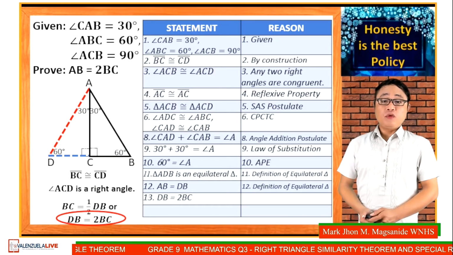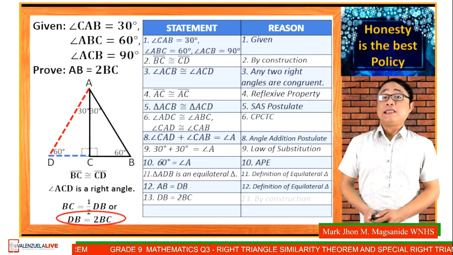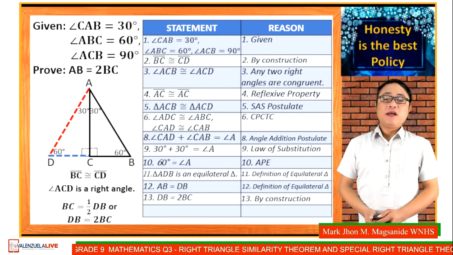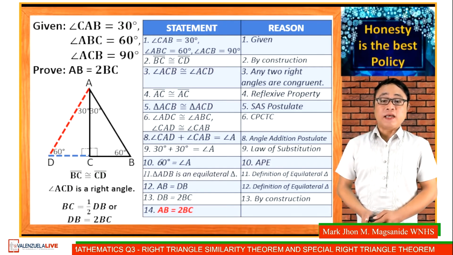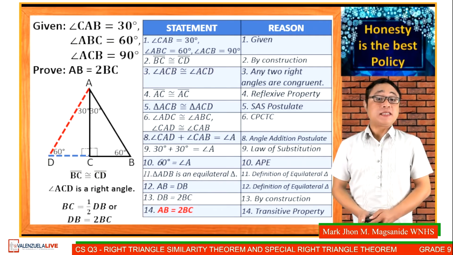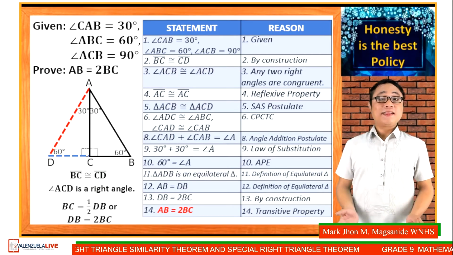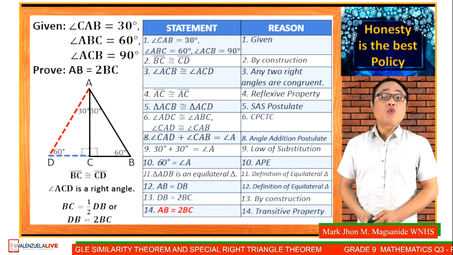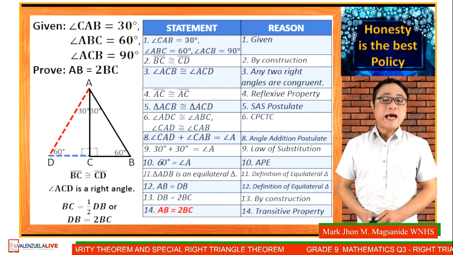DB is equal to 2BC. Where did it come from? That is by construction that we made a while ago. And for the final statement, AB is equal to 2BC, the reason for this is transitive property using the statements 12 and 13. And it is now proved that the hypotenuse is twice the length opposite the 30 degrees angle.